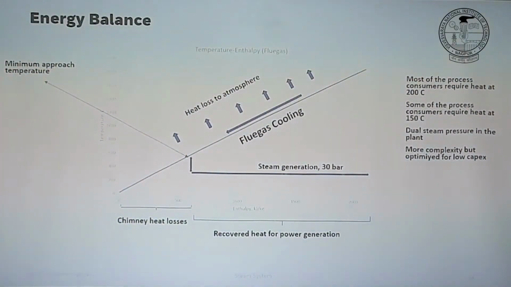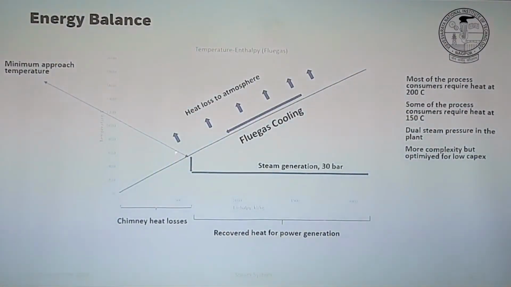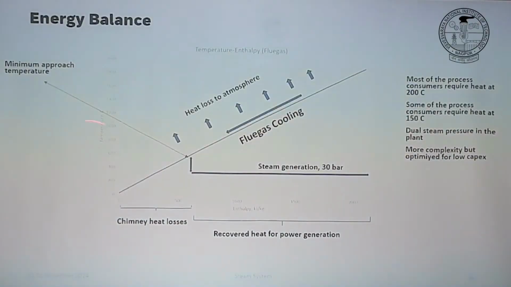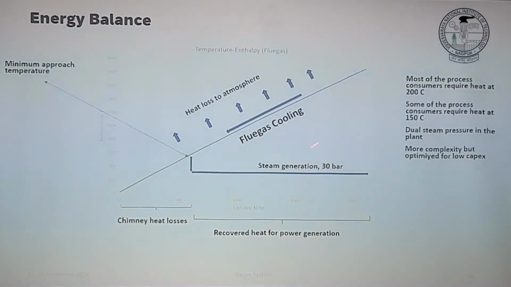But in reality, you will not send flue gas at 400-500 degrees centigrade to the chimney, right? Because that will be a big mistake, because a lot of energy will be lost. So what do you do normally? You go to the dual steam system. We already talked about this, 30 bar, 6 bar.